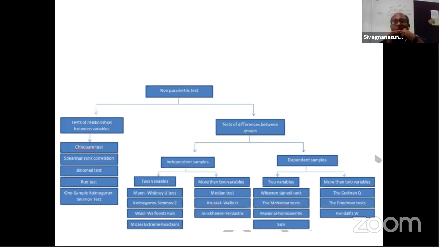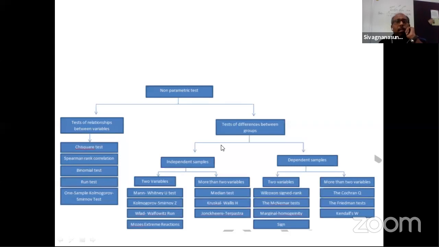Dependent samples are like the paired t-test, where the sample comes from the same respondents. Under independent samples, if it is two groups, we use the Mann-Whitney U test. If it is more than two, we use the median test and the Kruskal-Wallis test. In case of dependent samples with two variables, we use the Wilcoxon signed rank test. If it is more than two, we use Kendall's W, Cochran's Q, the Friedman test. This is the complete picture of non-parametric tests.